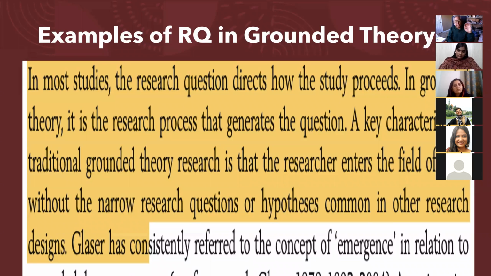A key characteristic in traditional grounded theory research is that the researcher enters the field without narrow research questions or hypotheses that are common in other designs. And Glaser has consistently referred to this concept of emergence. So grounded theory is about emergence. Something new is emerging. Okay. All right. So just remember that. This is an example of how grounded theory is a bit more complex, different from some of the other methodologies that you may have come across.